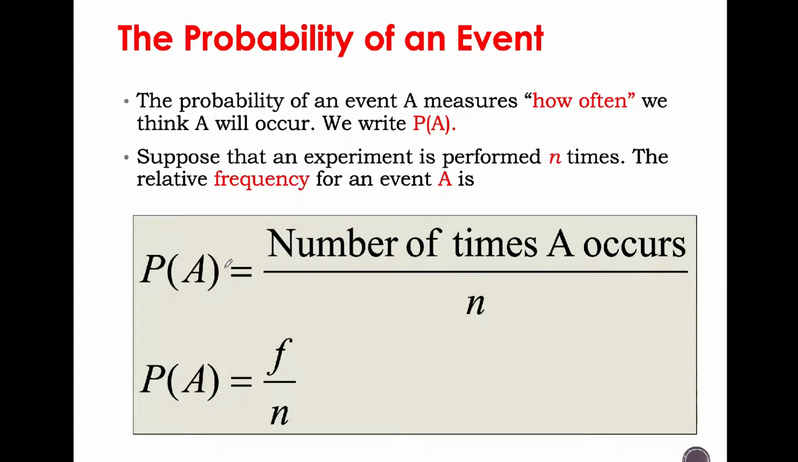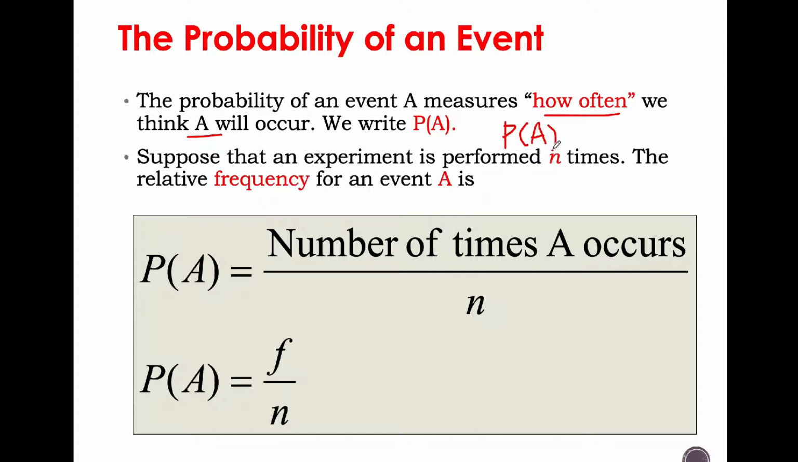Probability of an event A measures how often we think A will occur. So that's why we define a probability function of A. This is how we define the probability of A. Let's say the event is B, so it's going to be B. C is going to be C. So it depends on how you define the event.